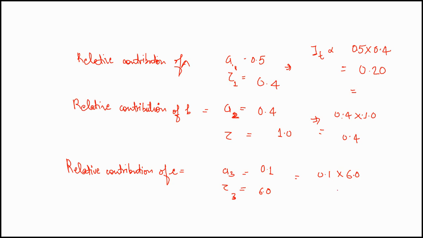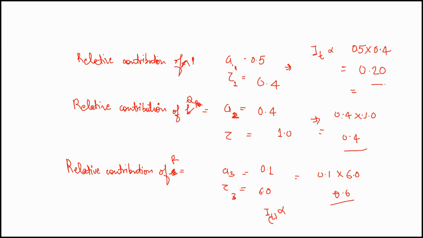Yeah, so 0.1 into 6 will again be 0.6. Okay, now in the question they are named as P, Q, and R. So the relative intensity for this will depend on 0.6, 0.4 or 0.1.